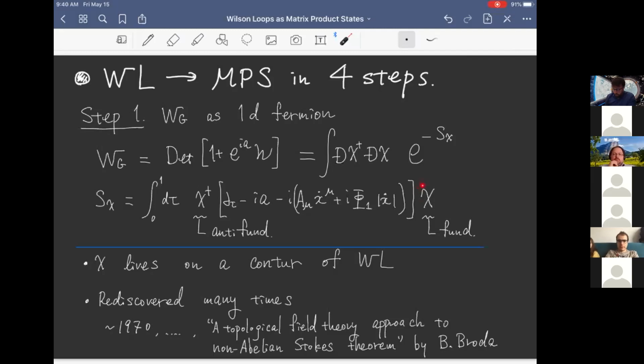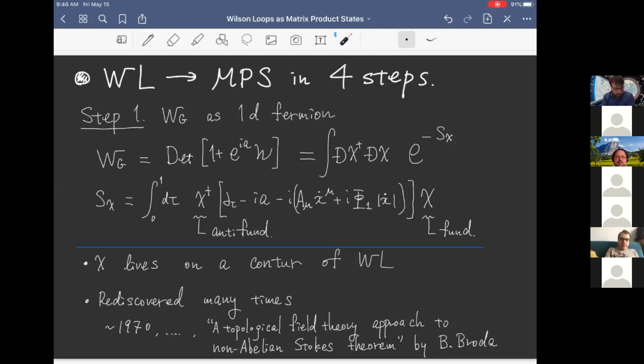Chi is a fundamental representation of U(N), and chi dagger is an anti-fundamental representation. So chi lives on the contour of the Wilson loop. This representation was actually rediscovered many times in history. I think the first one is around 1970, though I don't know which paper first pointed out this equality. But the one I personally like is the paper around 1990, titled a topological field theory approach to non-abelian Stokes theorem, by Broda. You can read it online.